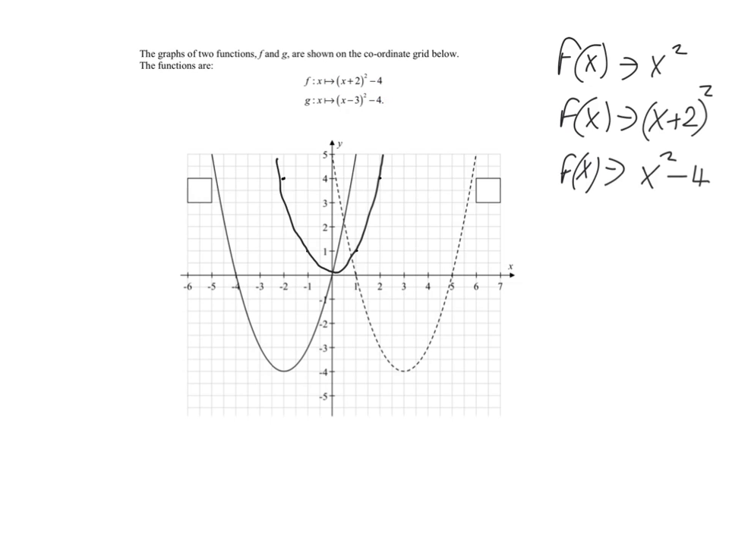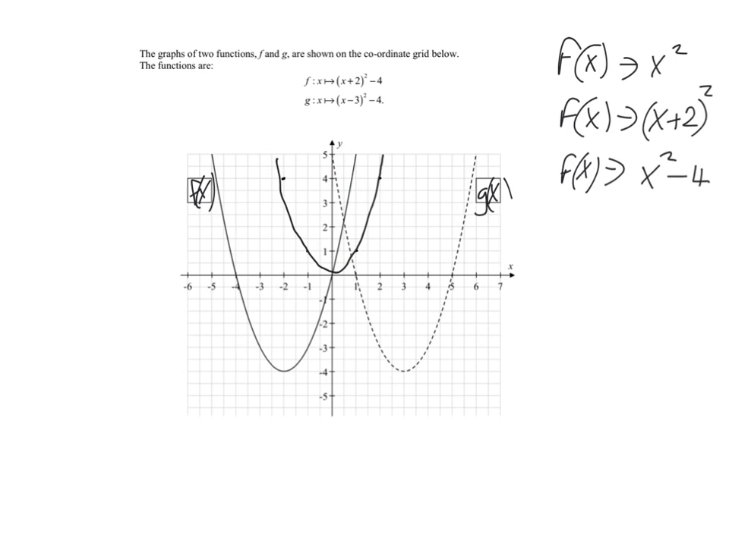You can do the same with the second one. Obviously this is the second one, but you can reason it out in the same manner. So x minus 3 means it's a horizontal shift in the positive direction, plus 3. So the minimum point is going to go across 3. So it would look something like this. And then the vertical shift again is minus 4, so it's going to drop down 4, and the minimum point will now be down here. So it's going to look like this, obviously.